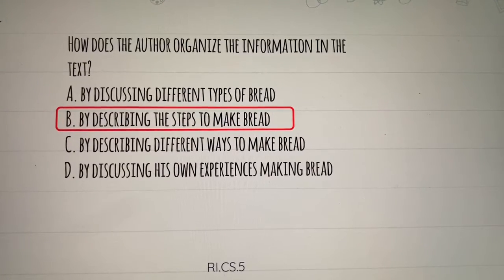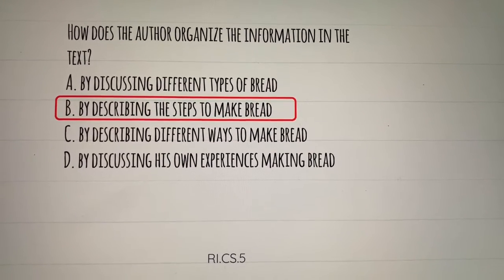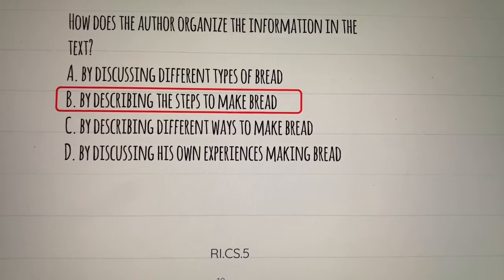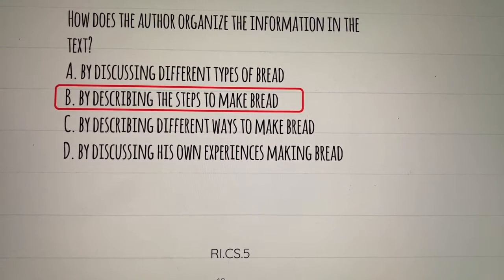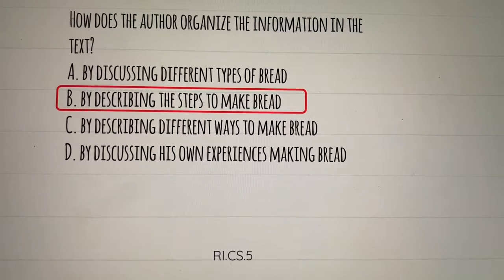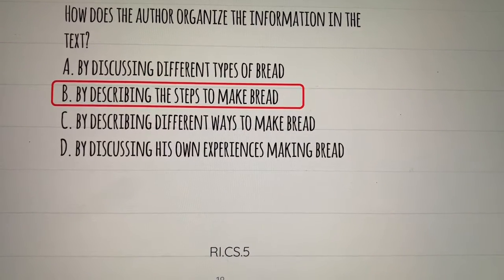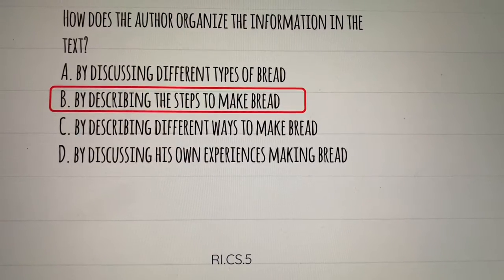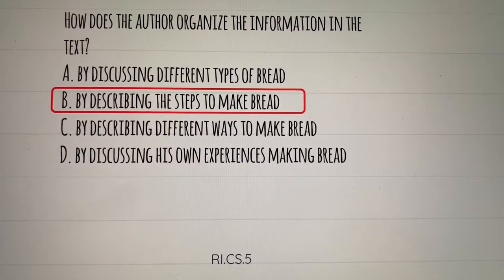And the answer is B, by describing the steps to make bread. Heading titles in a text can help us too. So the author did put those titles there about kneading the dough and then baking the bread and then it becoming stale. So the headings on paragraphs can help us as well understand organization.